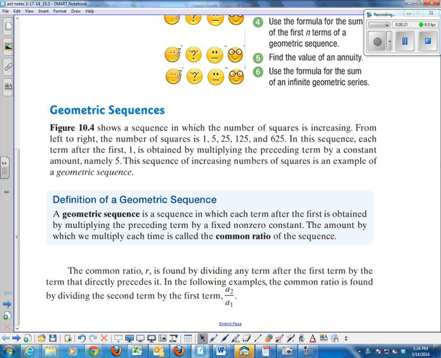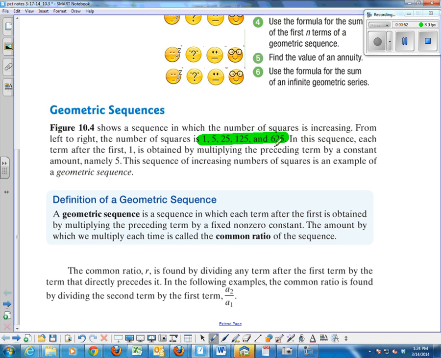Last week we discussed an arithmetic sequence, and that would be one that increases by the same number every time. So in other words, you're adding 3 to get the next term. In a geometric sequence, you are multiplying by the same number each time. If you look at this example, you are multiplying by 5 to get the next term. So 1 times 5 is 5, 5 times 5 is 25, times 5 is 125, times 5 is 625.